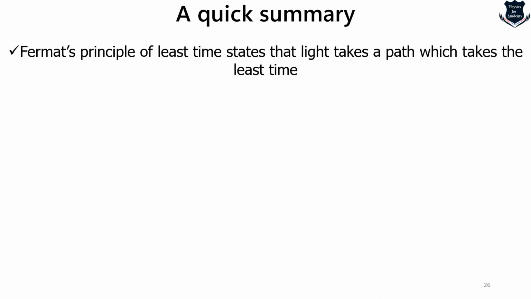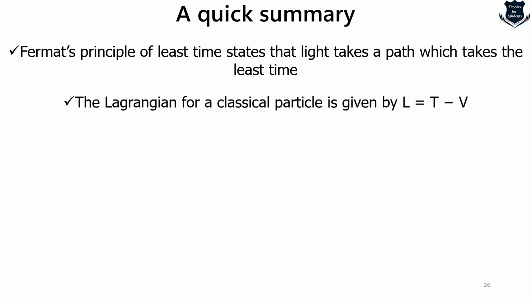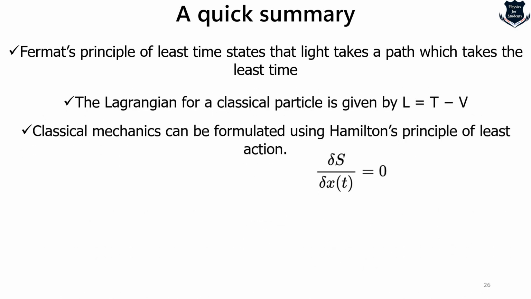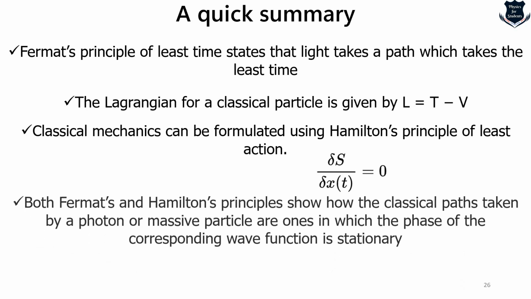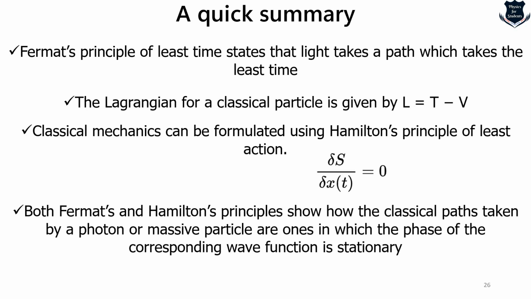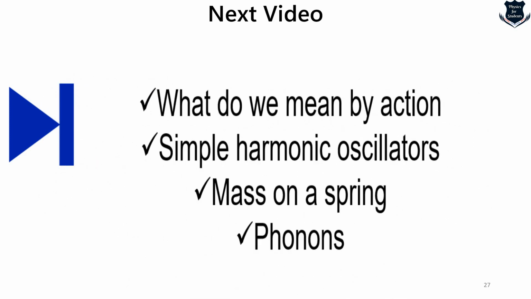So here is a quick summary of what we did in today's video. We found out that Fermat's principle of least time states that light takes the path which takes the least time. We saw that the Lagrangian of a classical particle is given by this, and classical mechanics can be formulated using Hamilton's principle of least action, which is this, and both Fermat's and Hamilton's principles show how the classical paths taken by a photon or any kind of particle are ones in which the phase of the corresponding wave function is stationary.